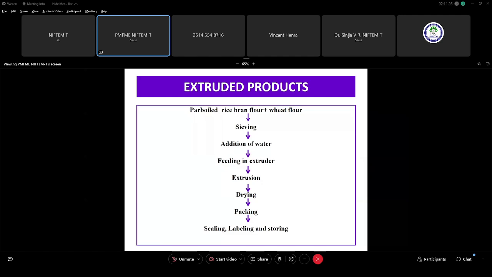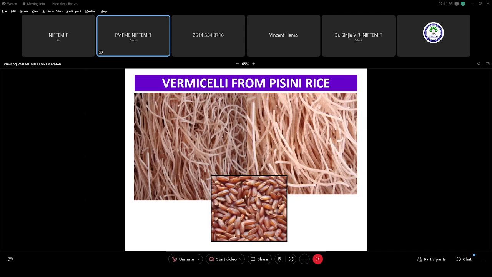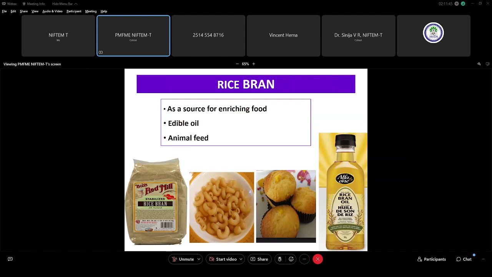Then we can prepare the extruded products by using the pasta making machine. We can get extruded product from well milled rice, or we can even use the brown rice powder for obtaining the brown rice vermicelli. And rice bran, we can use the stabilized rice bran as our food.